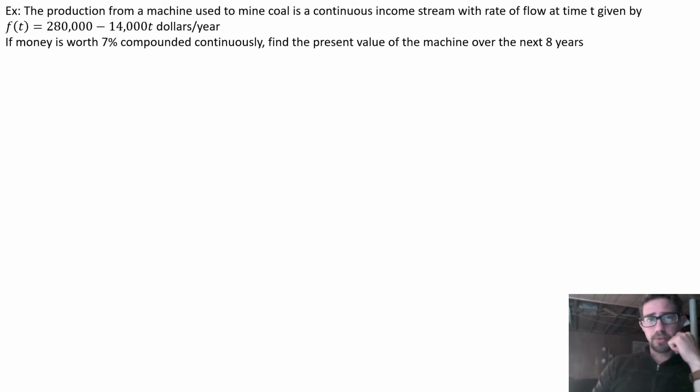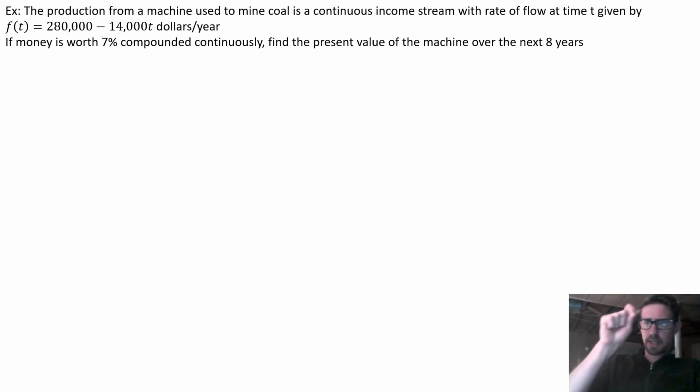The production from a machine used to mine coal is a continuous income stream with a rate of flow at time t given by f of t equals 280,000 minus 14,000 t dollars per year. So it's a continuous income stream that is going down at a constant rate, right? This is a linear function, which you would expect. These things do go down over time.